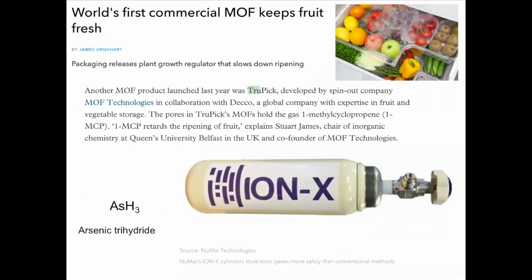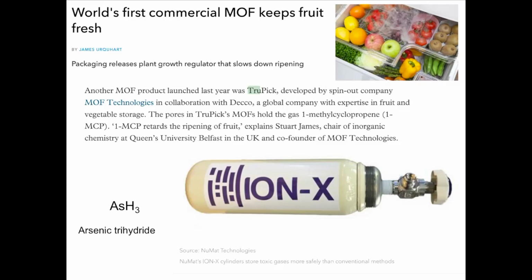And there's even some applications. There's one company that uses metal organic framework to store gas, and by using the metal organic framework, you can store more and release it slower, so it's a safer way to store toxic gases. There's also another application that they call TruePick. It's something that holds a gas that ripens the fruit. So in that way, metal organic frameworks are applied in products, and they are similar to zeolites, but they're tunable.